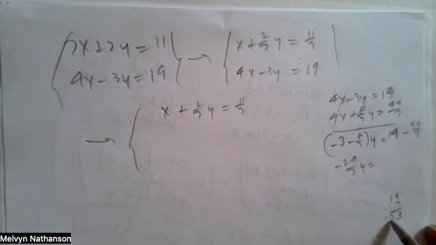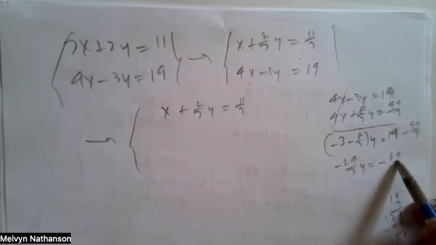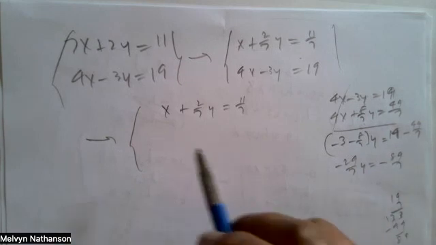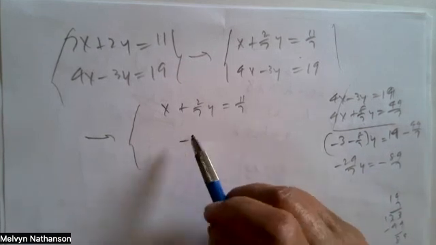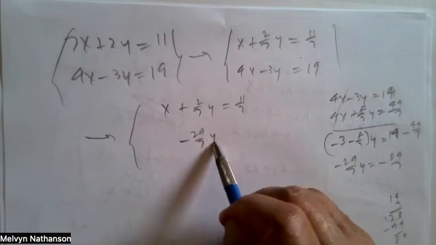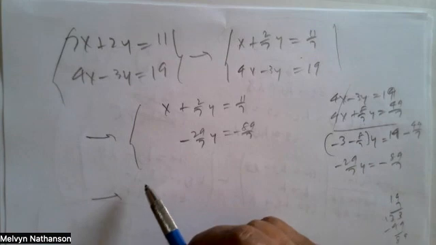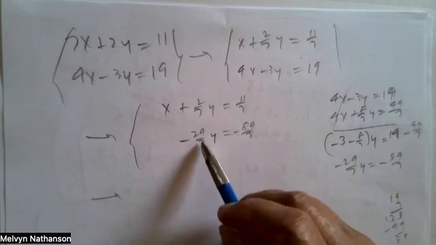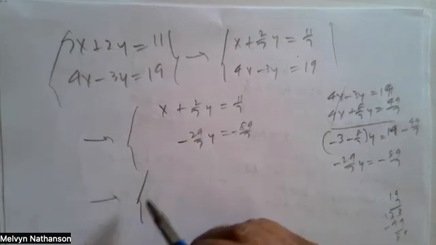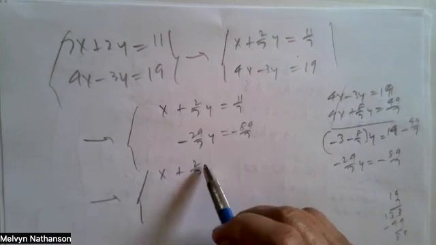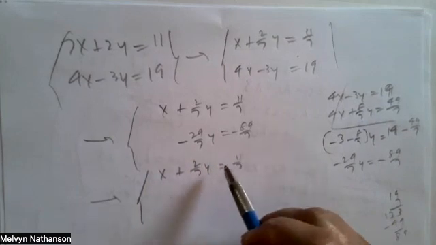19 times 7 is 133. 133 minus 44 is 89, so minus 89/7. So this equation becomes minus 29/7 y equals minus 89/7. So, I could multiply by minus 7/29. I get x plus 2/7 y equals 11/7.